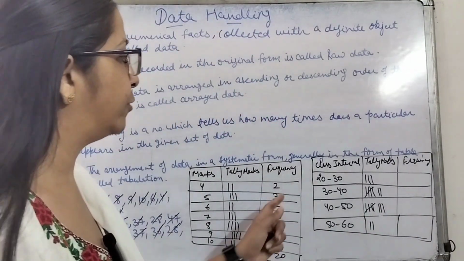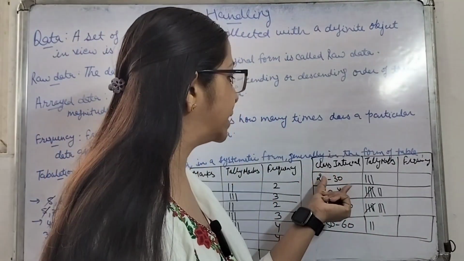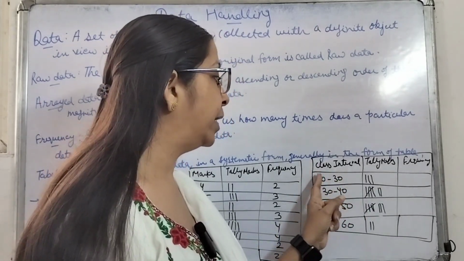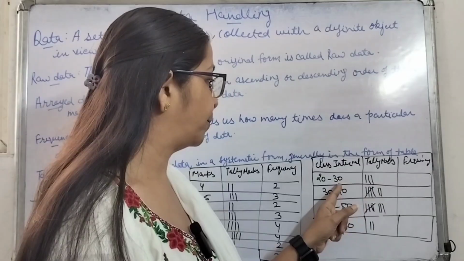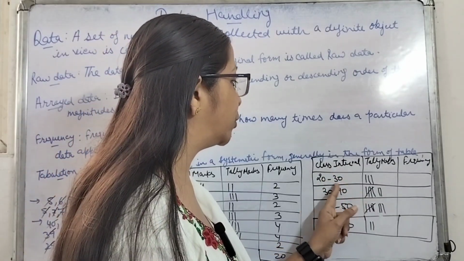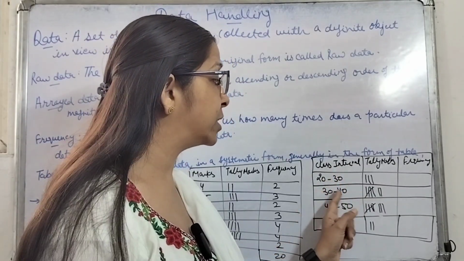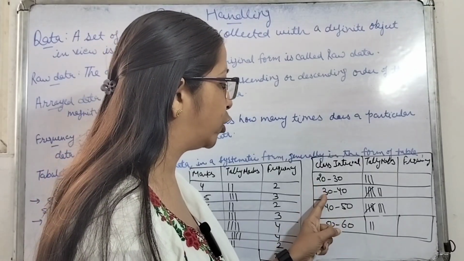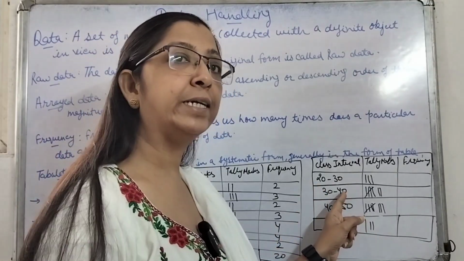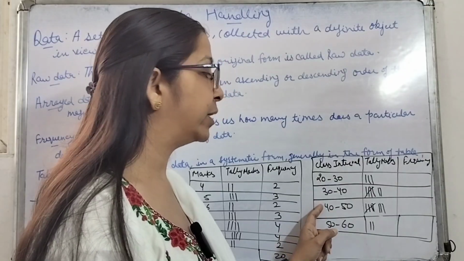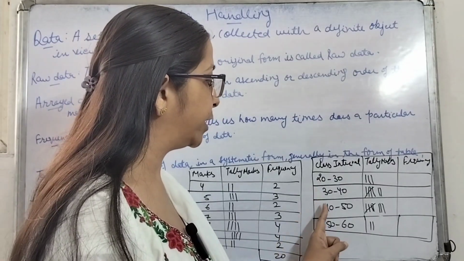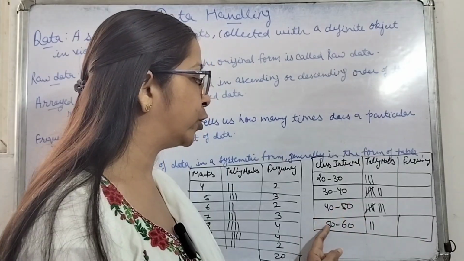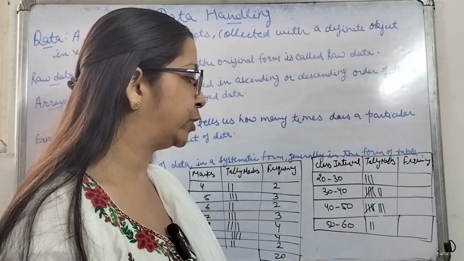Now we can see from 20 to 30, in this category we will take the marks starting from 20 and ending at 29. We will not take 30 over here. 30 will be part of the 30 to 40 class interval. Similarly, in this class interval, we will be taking from 30 to 39. 40 will be part of the next class interval. So from 40 to 49 we will take in this class interval. 50 will be part of the next class interval, that is 50 to 60.